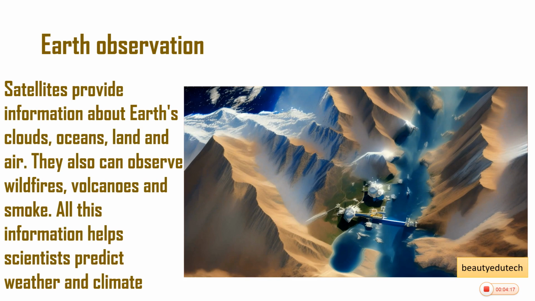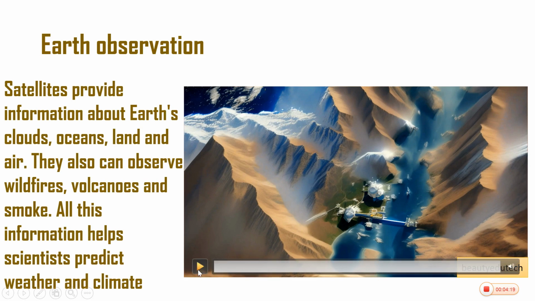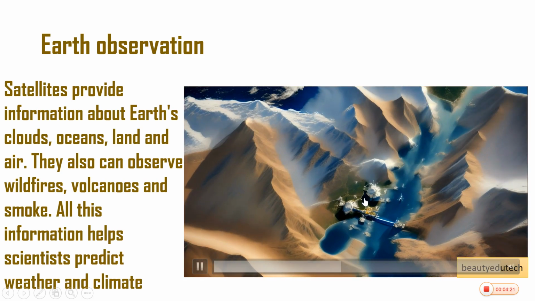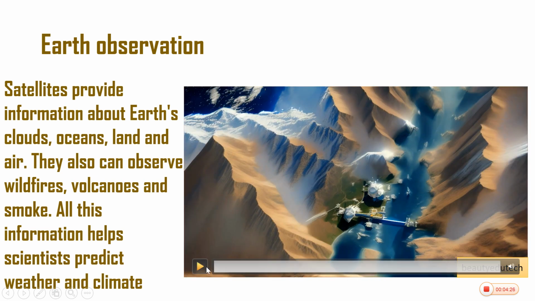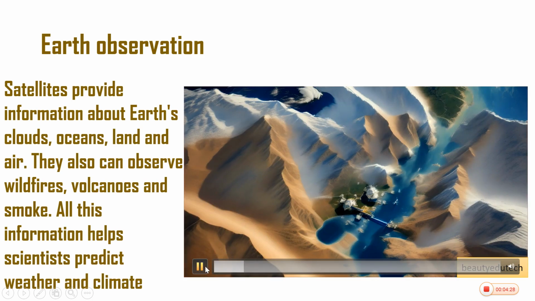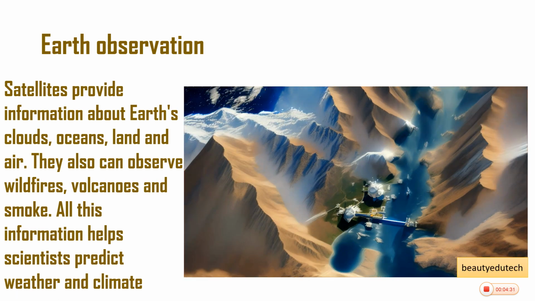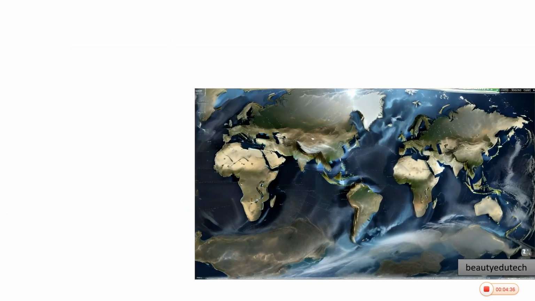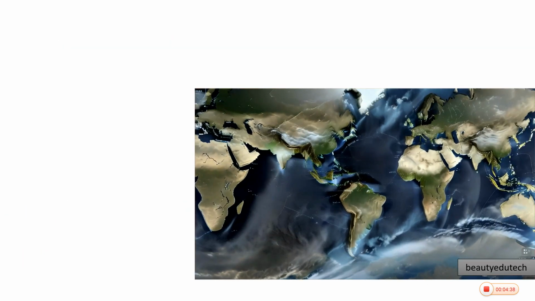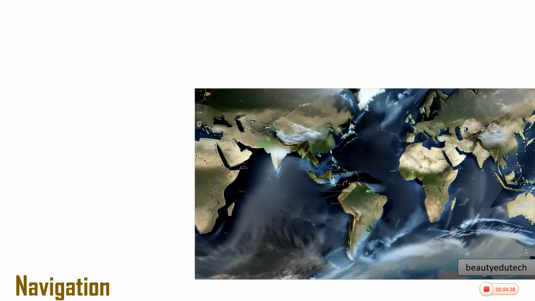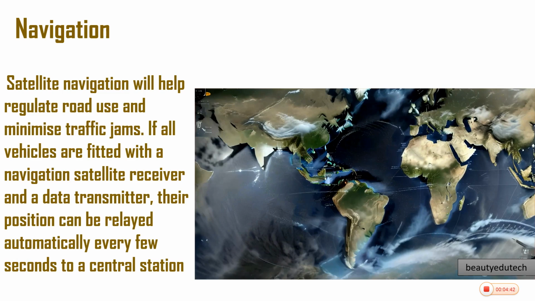That's the Earth. If you look at the graphics down here, they are small. That's the satellites used to observe the Earth from outside the Earth. With that observation, the scientists are able to predict the weather, the temperature, the climate, and the rest. Another use of the satellite is for navigation purpose. Satellite navigation will help regulate road use and minimize traffic jams.